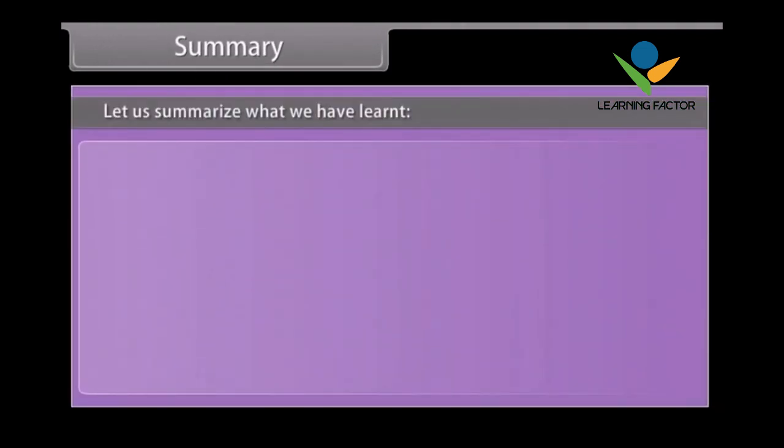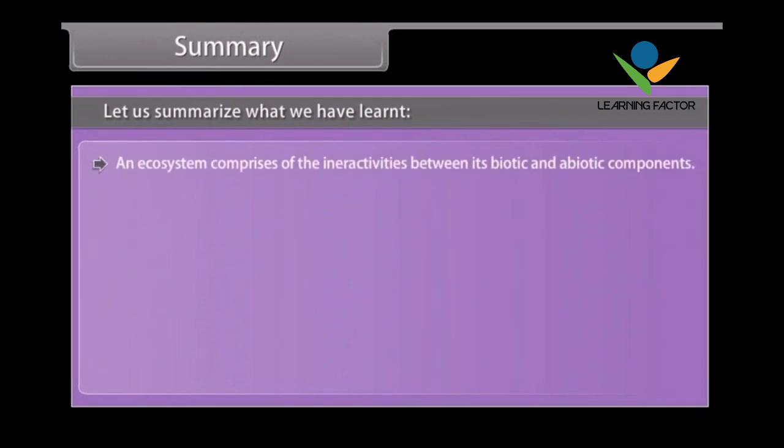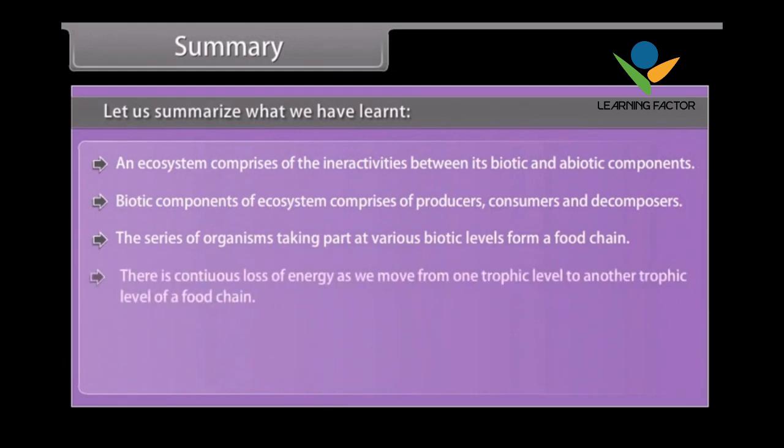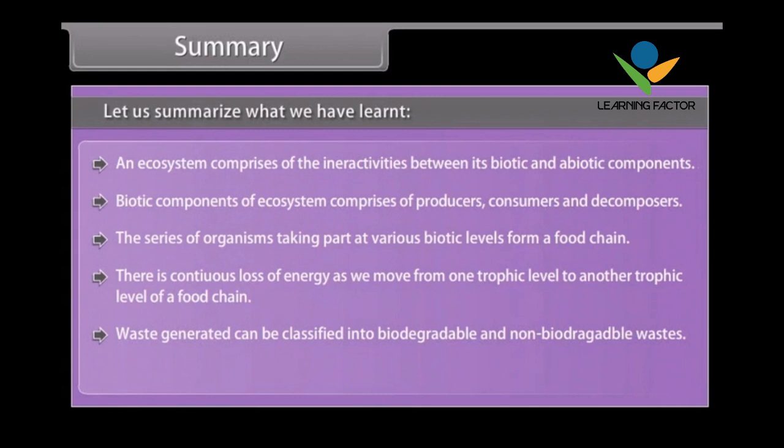Summary. Let us summarize what we have learnt. An ecosystem comprises of the interactivities between its biotic and abiotic components. Biotic components of ecosystem comprise producers, consumers, and decomposers. The series of organisms taking part at various biotic levels form a food chain. There is continuous loss of energy as we move from one trophic level to another trophic level of a food chain. Waste generated can be classified into biodegradable and non-biodegradable wastes. The use of chemicals like CFCs is causing ozone depletion.